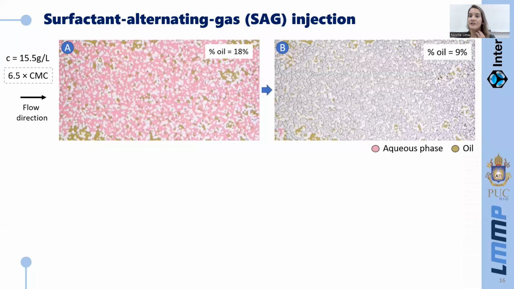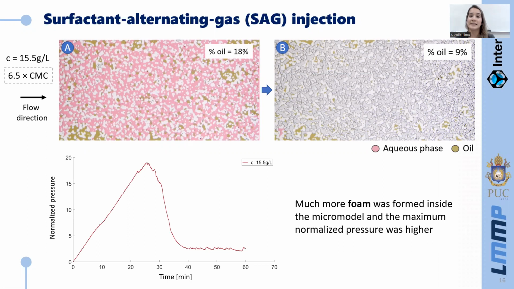Now comparing the pictures taken after each step. The first one we can see after the surfactant solution injection, and on B we can see after the gas injection. In this case, we saw that much more foam was formed inside the micromodel, and the maximum normalized pressure here was a higher value.